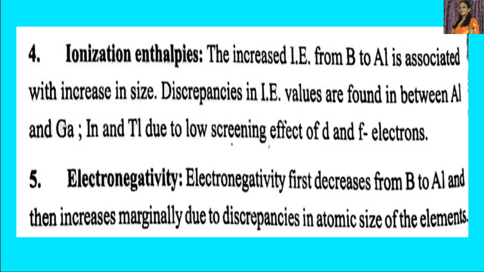Electronegativity first decreases from boron to aluminium and then increases marginally due to discrepancies in the atomic size of the elements. The general trend is that electronegativity should decrease as we move down the group. From boron to aluminium there is a decrease, which is the normal trend. From aluminium to thallium, it increases marginally due to discrepancies in atomic size, and this discrepancy is due to the low or poor screening effect of d and f orbital electrons.